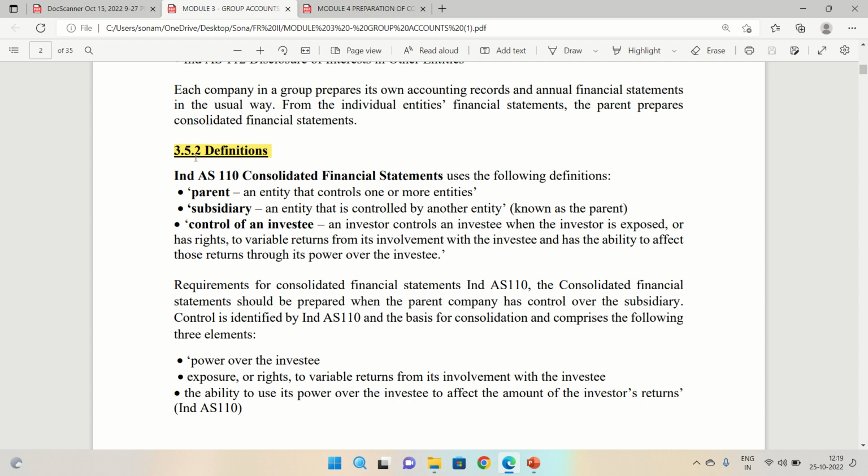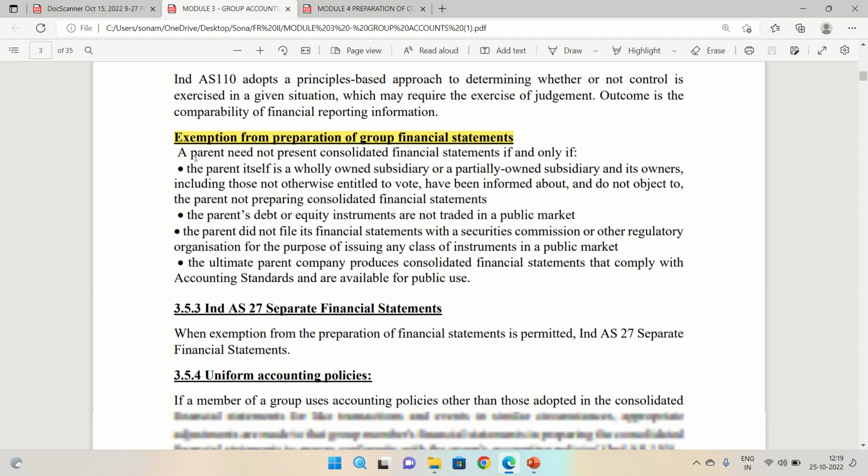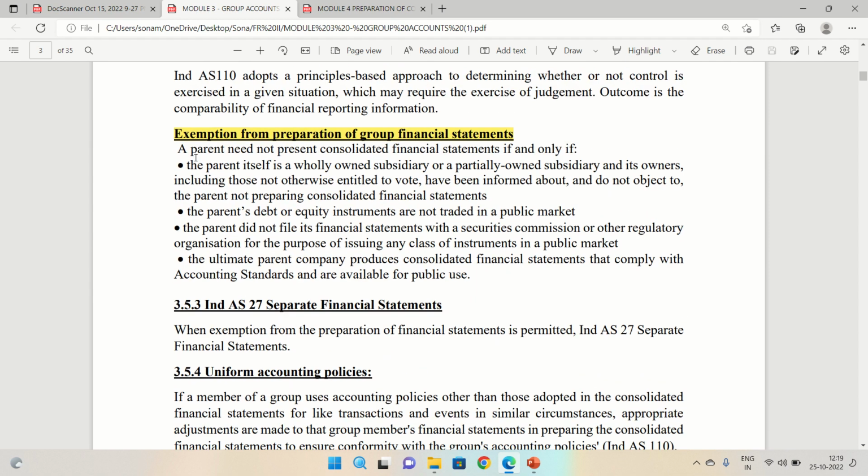Okay, so now we'll talk about certain exemptions for the parent company from the preparation of group financial statements. Why, or what are the exemptions? A parent company need not present the consolidated financial statements if the four following situations arise. Let's see one by one.